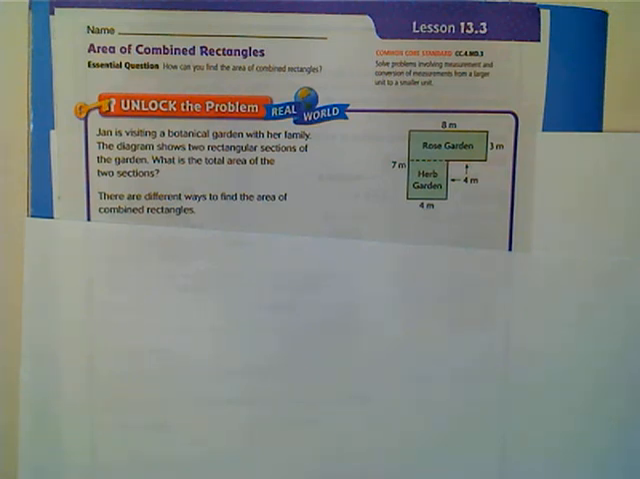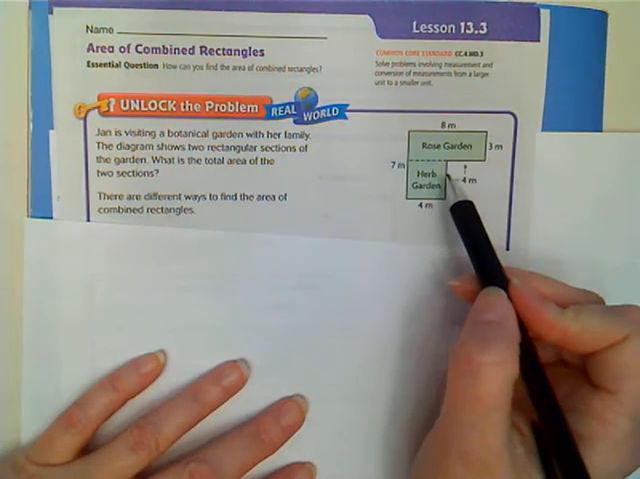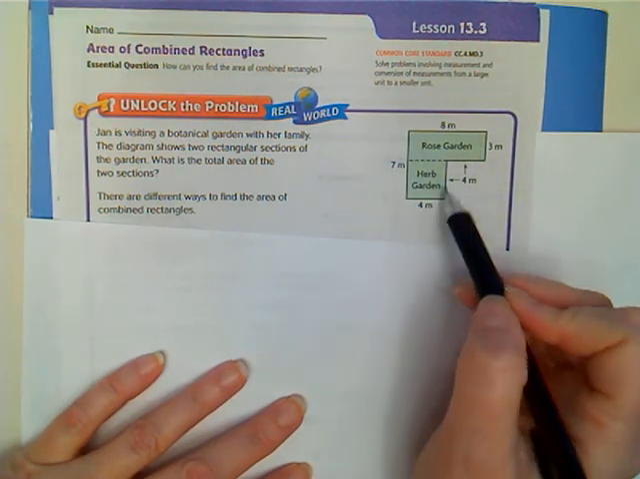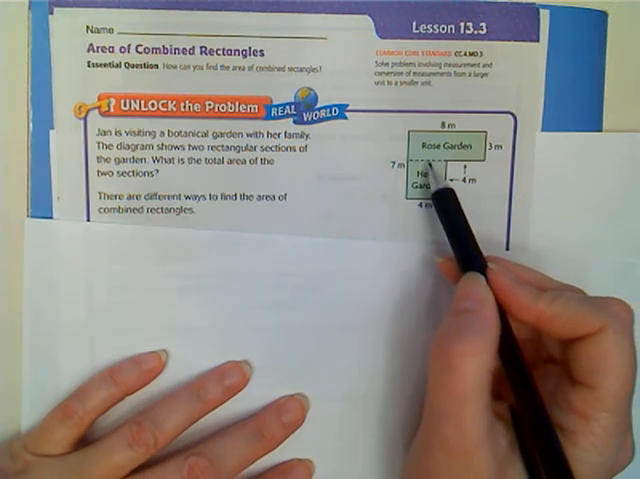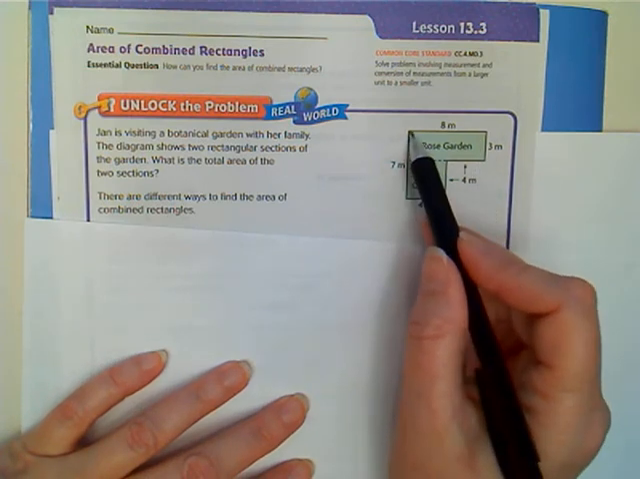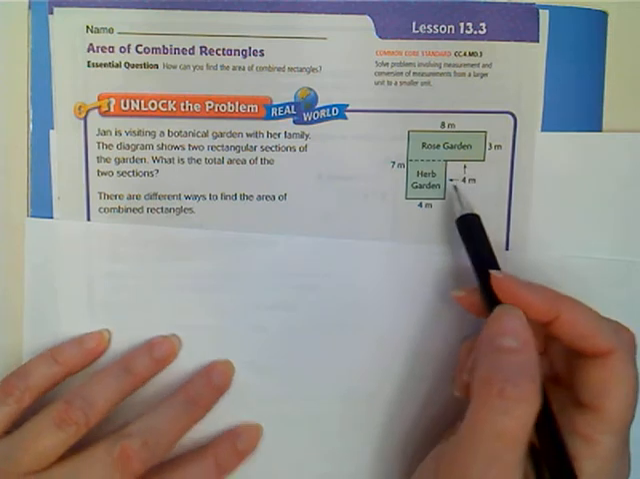Today we're going to be working on lesson 13.3, how to find the area of combined rectangles. Last week we worked on area with just a simple rectangle, and today you can see in our first diagram we have what we could look at as a set of combined rectangles in this odd shaped polygon. So let's take a look at the story.